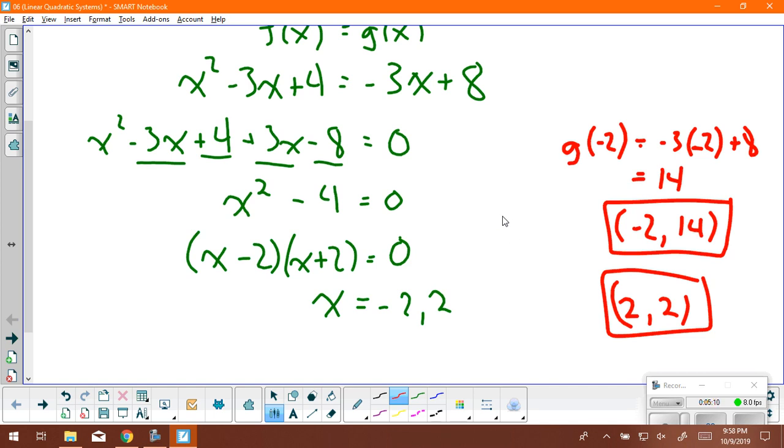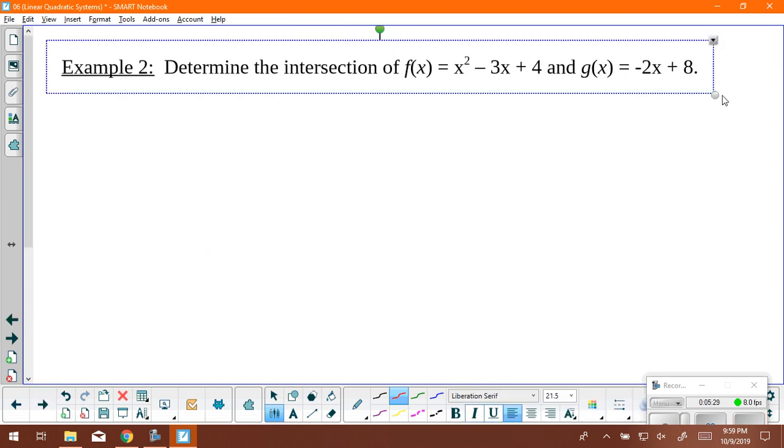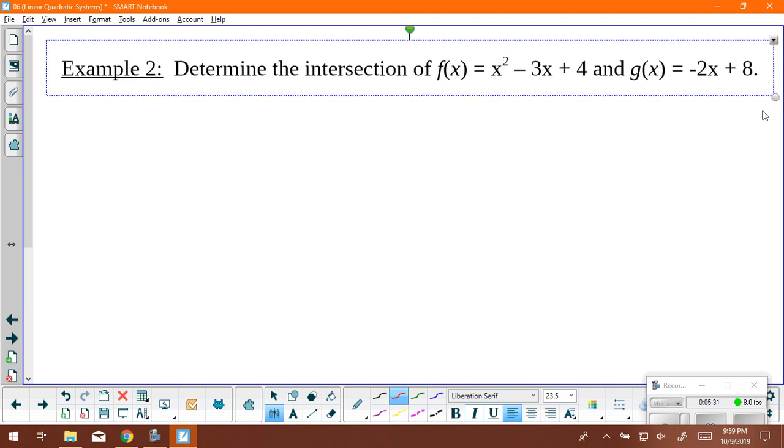You just set the parabola equal to the line, if they're both in that y equals or function equals form, solve for x, and then figure out what your points are. So let's try it again. Almost the same thing, just a slight tweak.